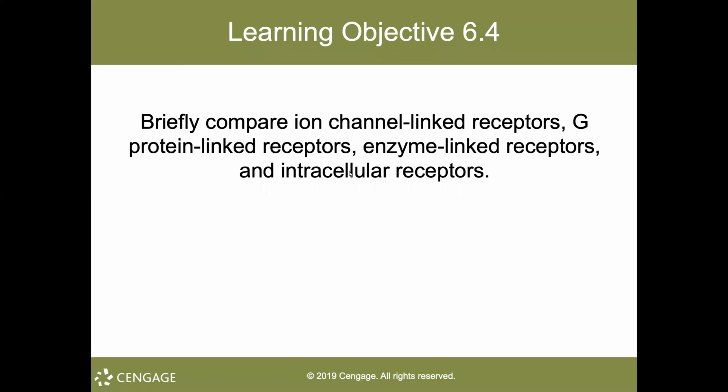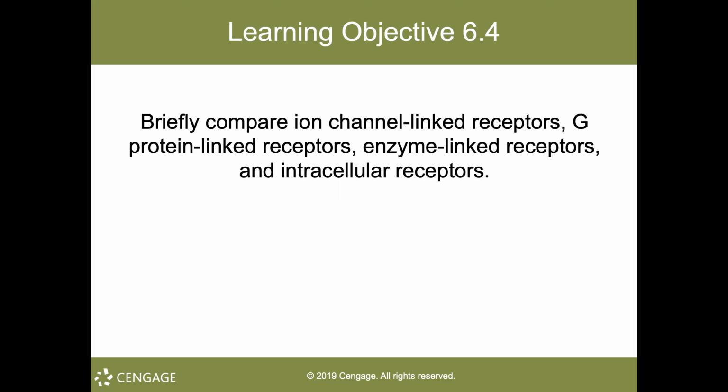In the last objective, we talked in general about the receptor in terms of the anatomy of the receptor, how it's highly specific to a certain ligand. And we also talked about regulation of the receptor as it relates to its surrounding environment. In this objective, we focus on the different types of receptors.